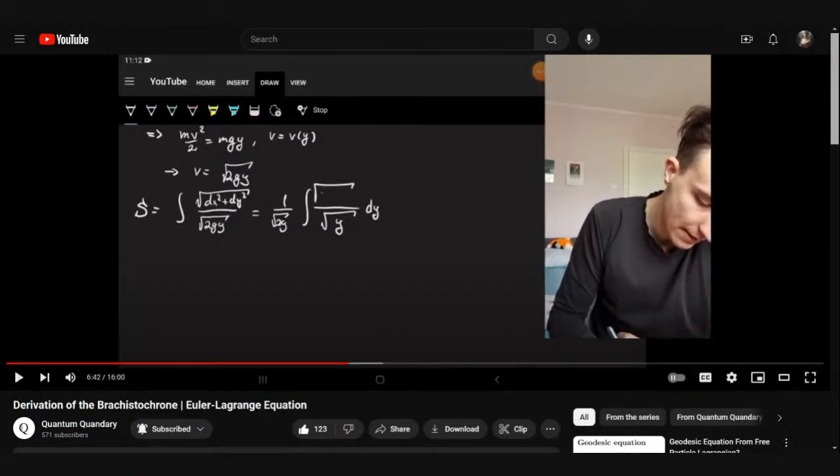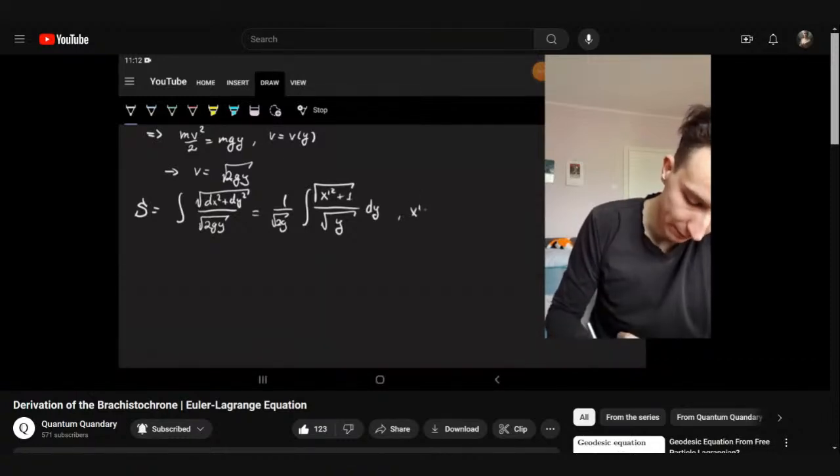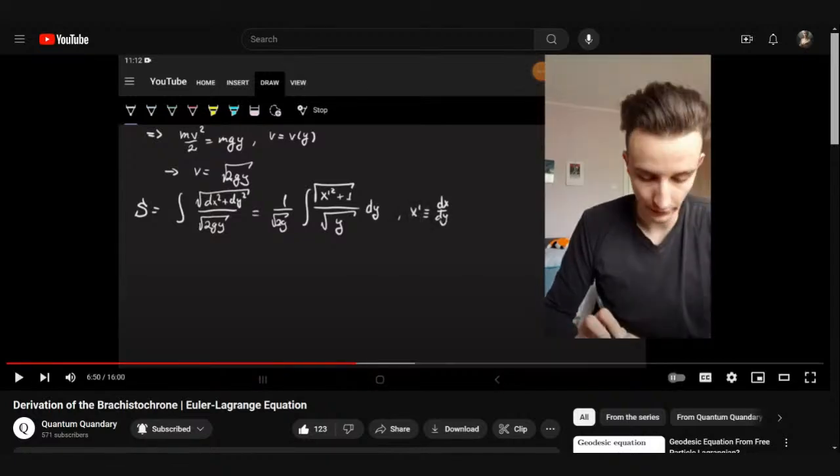So he needs to take out dy. So he took out dy. Now let's see what he ends up with inside. X prime squared plus 1, where x prime is defined to be dx over dy. Oh my god, why do they skip so many steps?